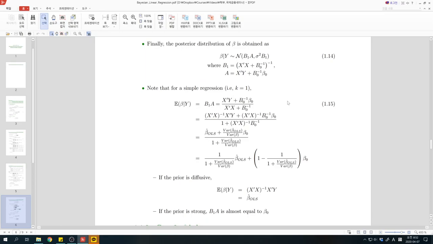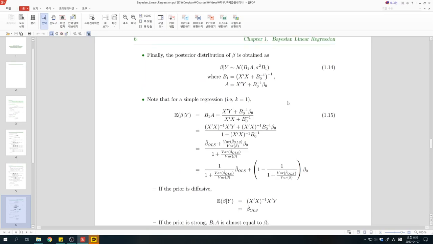In contrast, suppose you don't have any data. What happens? You have no x and y, so this term is gone. Then b1 must be equal to b0 inverse, so b1 must be equal to b0. What about a? A is simply b0 inverse times beta 0. And then the mean is b1 times a. b1 is b0, and a is b0 inverse times beta 0. That means this beta 1 should be equal to beta 0, and of course b1 equals b0.